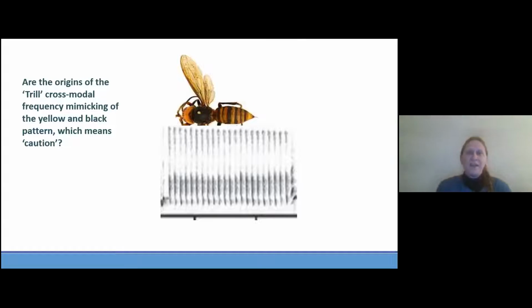And when you look further, going back to the cross-modal aspect of it, the great thing I find about spectrograms is that you can actually use them to see sound. And when you do that and you compare it to the yellow and black marking, it led me to ask the question as to whether the origins of the trill were cross-modal frequency mimicking of the yellow and black pattern, which means caution, so a referential descriptive vocalization.